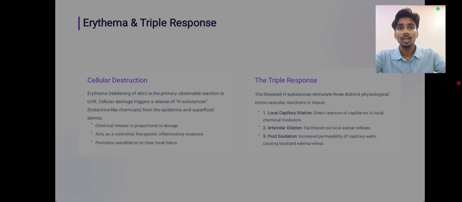local toxins. Moving on to the triple response, the liberated H substance stimulates three distinct physiological microvascular reactions in tissue, which are the local capillary dilation, arteriolar dilation, and the final fluid exudation.